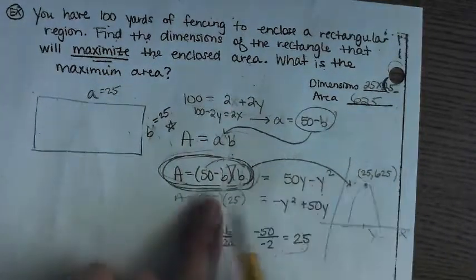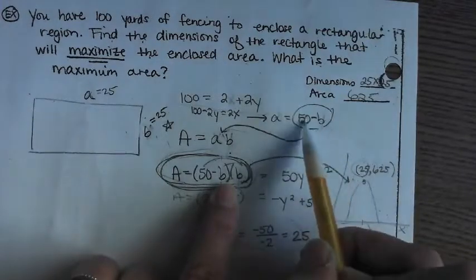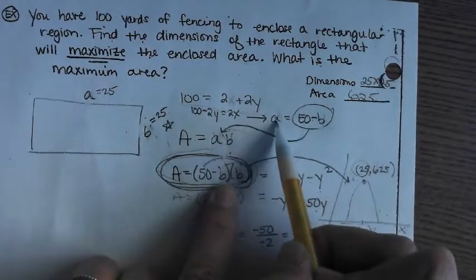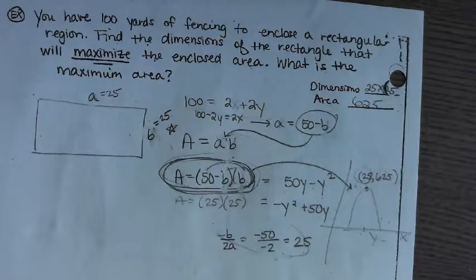Because if I know that this input b is 25, then I can go back here and 50 minus 25 makes a 25 as well. Does that make sense? Go back to your substitution, the thing that you used for substitution, that will give you the other variable. So there's three unknowns floating around: the dimensions, a and b, and the area that maximizes it.